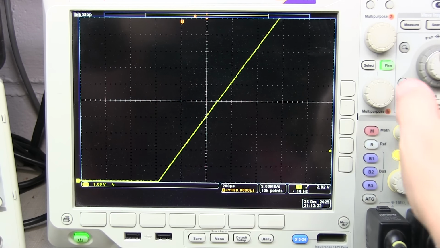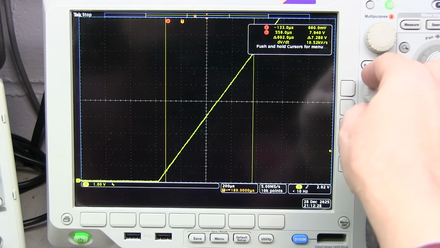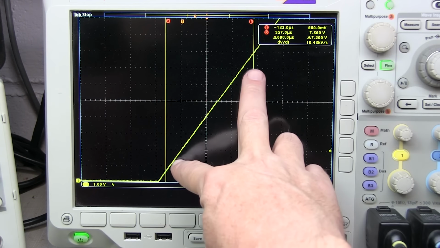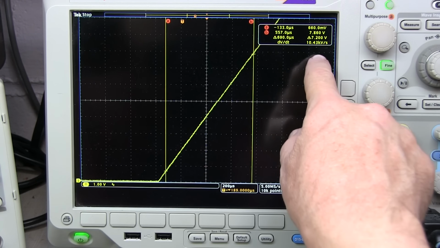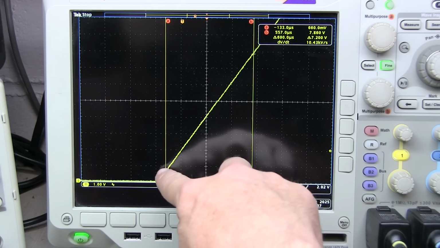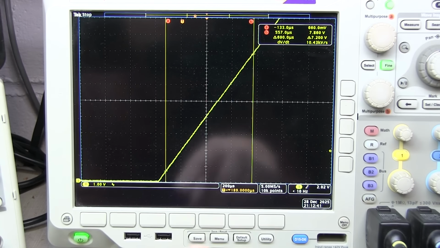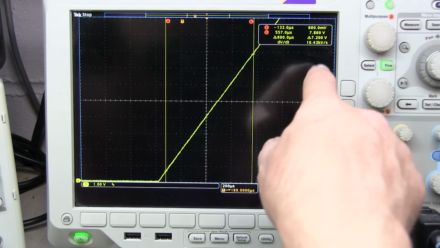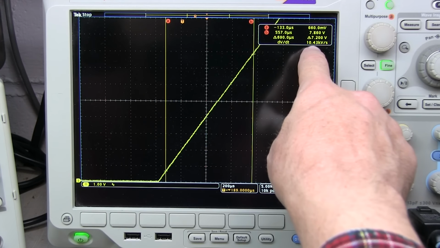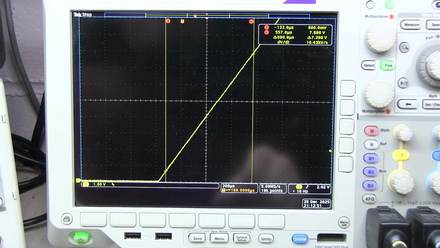With our waveform on screen, we can add a couple of cursors, and just by moving the cursors so that they're on the trace, we can make a measurement, and we see about 10.43 kilovolts per second. That's the slope of that line. Now I know I've got 1 milliamp of current charging this capacitor, so if I take 1 milliamp divided by 10.43 kilovolts per second, I wind up with something just under 0.1 microfarads, which basically matches the value of the capacitor that I have.